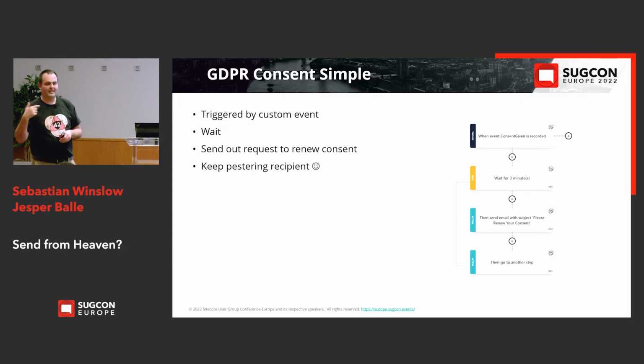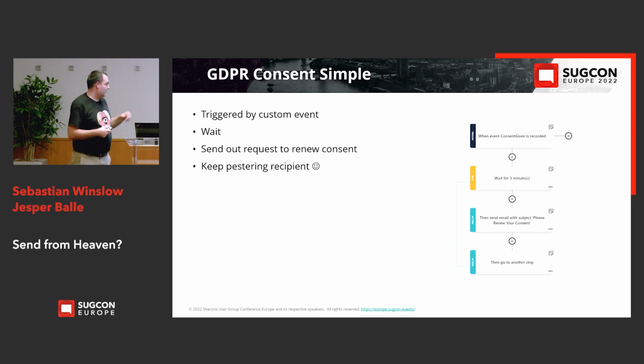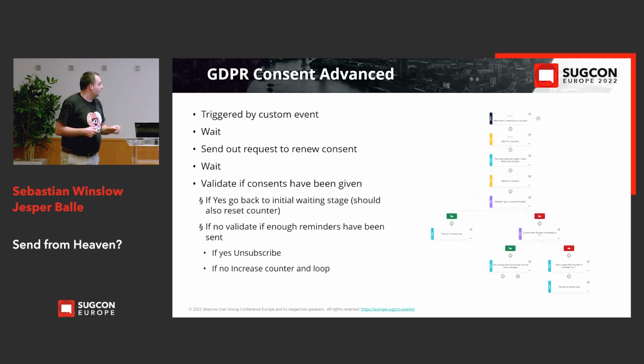The thing you cannot see on this slide is that the loop you can set a limit on. So you can say you are allowed to do this loop for a maximum of X number of times with a specific member in the flow. Otherwise, it would really keep pestering the recipient.